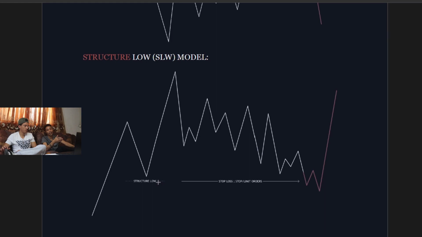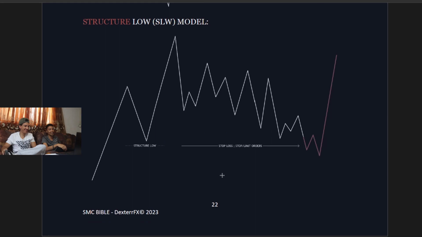Like on the pullback, it looks like it's now switching over to bearish, before it switches back up to bullish. And there you get liquidated, and boof, there goes all your money.